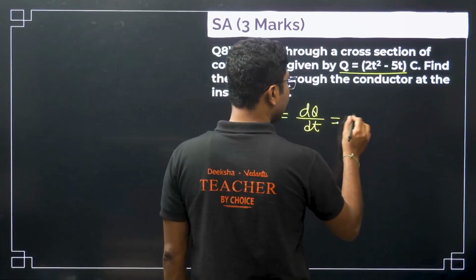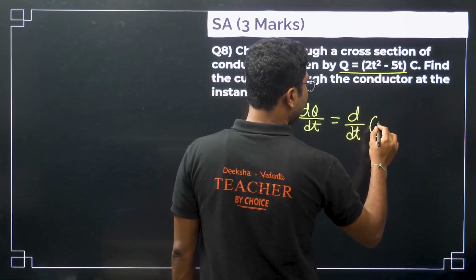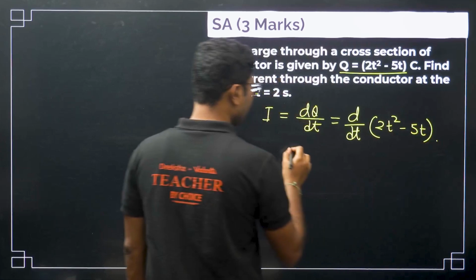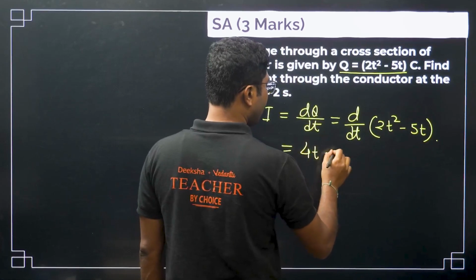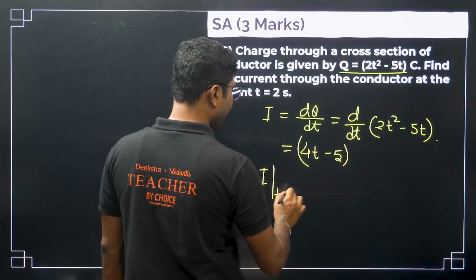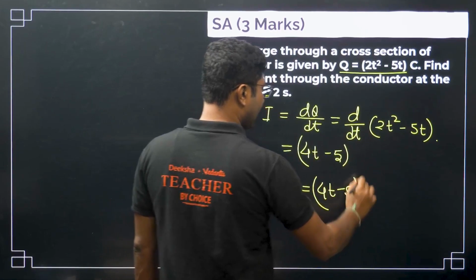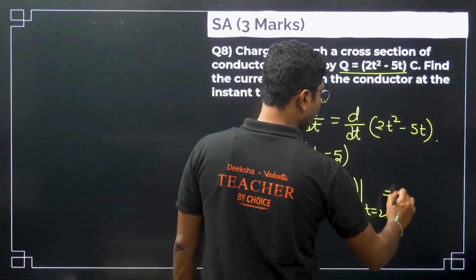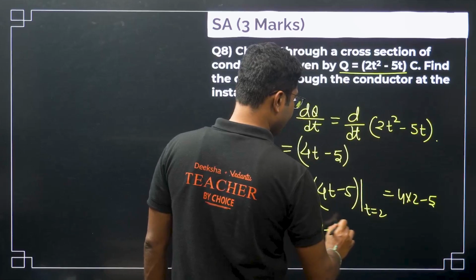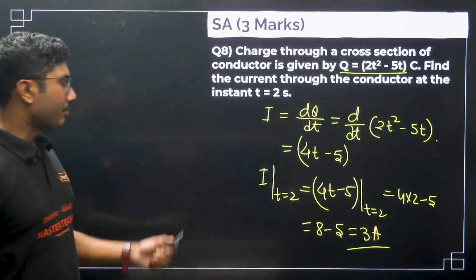So we simply need to take the derivative of this, right? So it will be 4t minus 5, but that's not it. We have to find the current for time t equals 2. So 4t minus 5 at t equals 2, that is 4 into 2 minus 5, so that is 8 minus 5 equals 3 ampere. So current is 3 ampere.